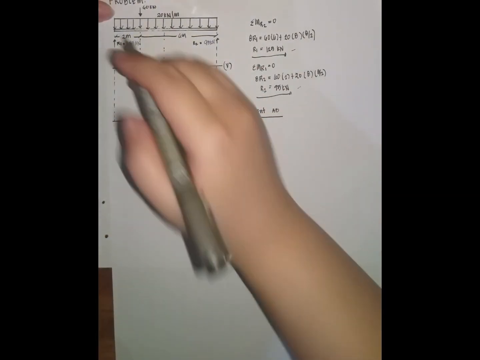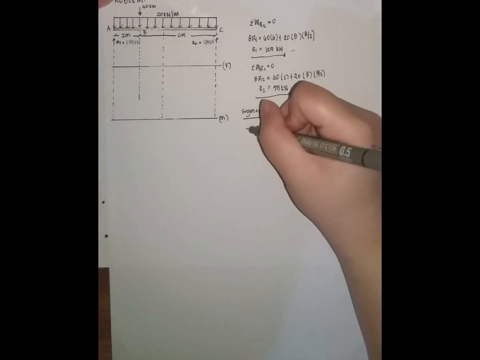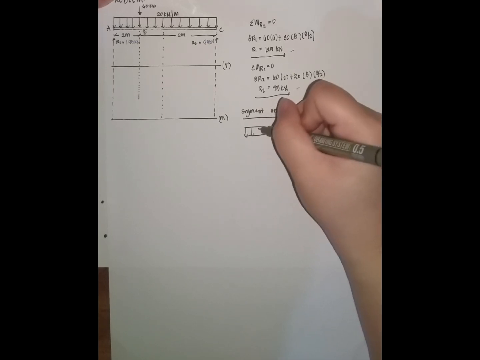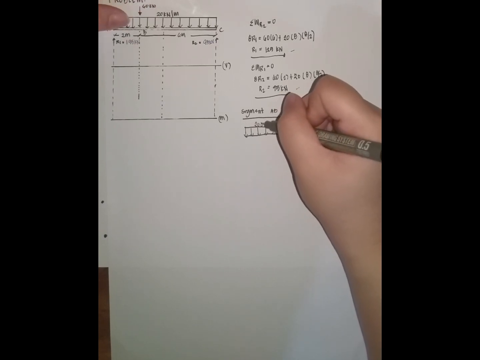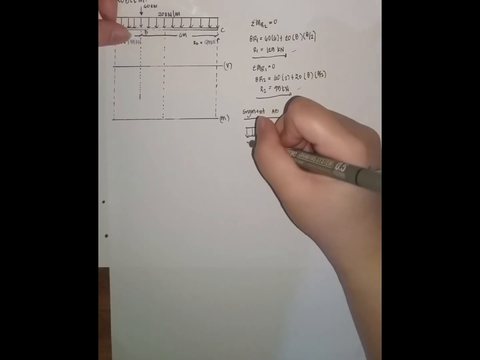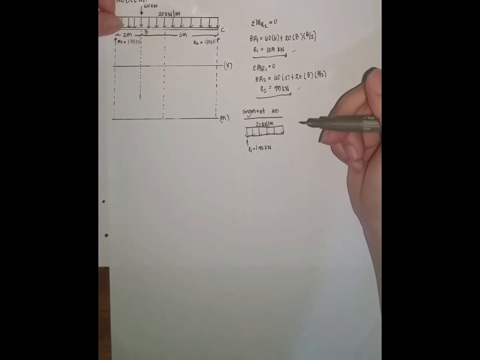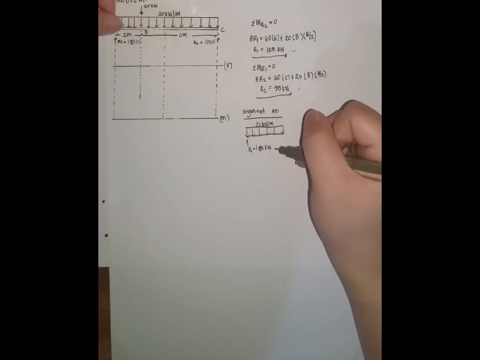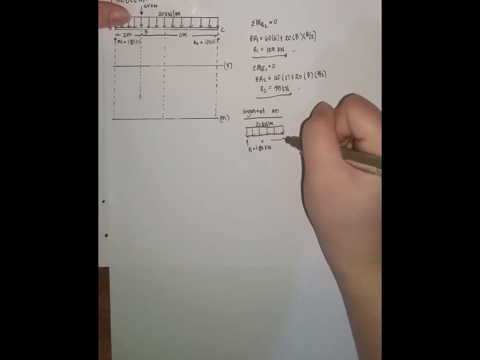So, let's draw. I forgot to put A, this one is B, and this one is C. So, AB, so we have to draw the 20 kN/m and the R1, which is 125 kN, sorry. So, this one is X as is.